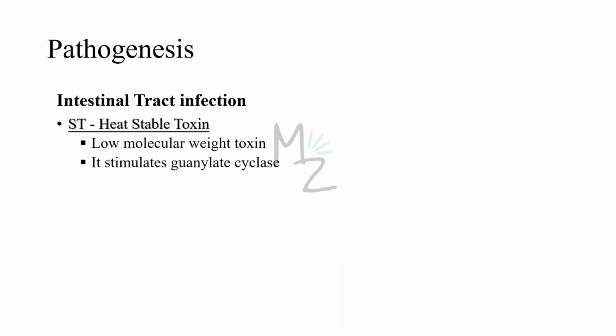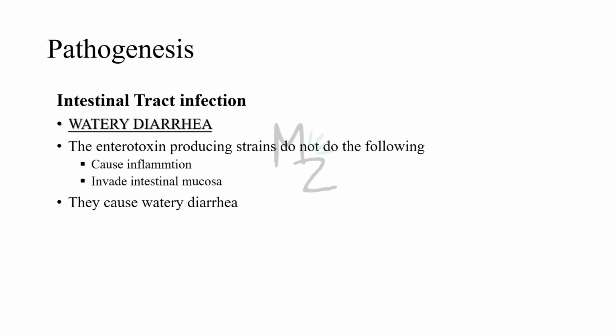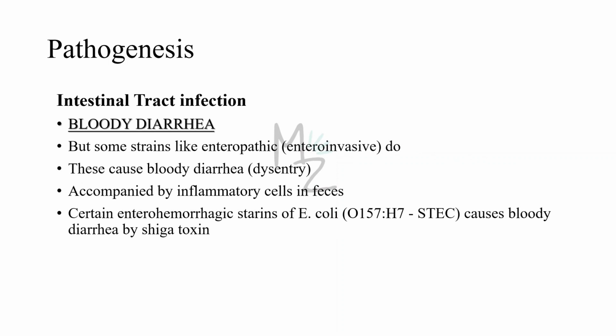Now let's talk about the heat stable toxin, the ST. This is the enterotoxin, and that's the low molecular weight toxin, and it stimulates guanylate cyclase. Let's talk about watery diarrhea once more. The enterotoxin producing strains do not cause inflammation, and they do not invade the intestinal mucosa, but they cause a watery, non-bloody diarrhea. Now let's talk about the bloody diarrhea.